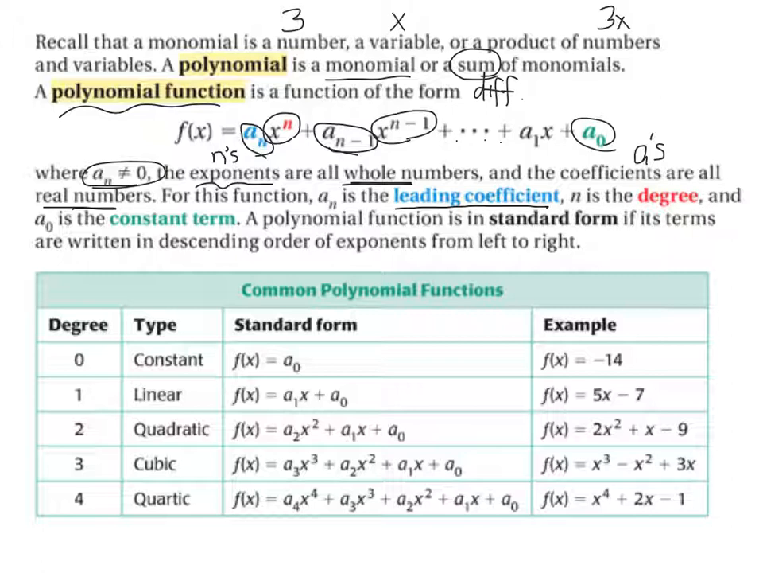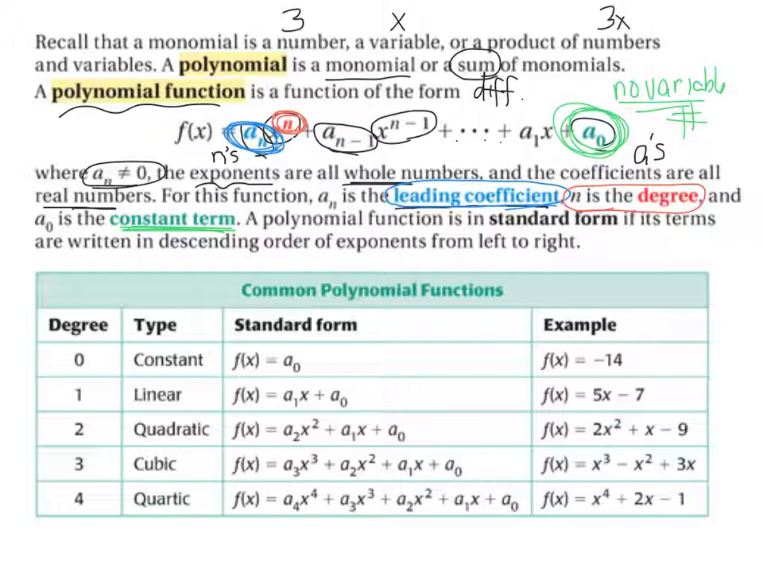I'm going to do that in red. Well, I should do that in blue, shouldn't I? Leading coefficient. So this right here is the leading coefficient. So a_n is the leading coefficient, where n is the degree. That's in red right there. And a_0 is the constant term. It's the last thing, and there is no variable on the constant term. It's just a number.